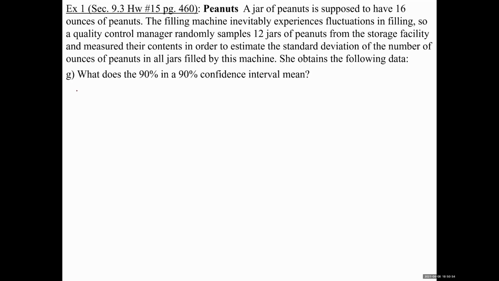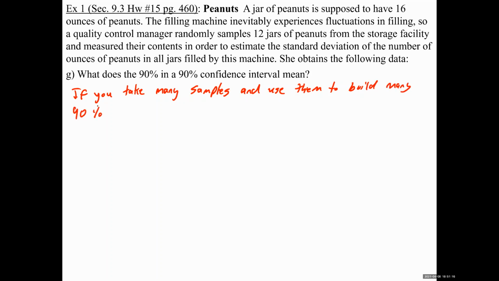The way you write it goes like this: if you take many samples and use them to build many 90% confidence intervals. So this first part, the important thing when I'm grading is that you're talking about many confidence intervals. Okay, so you build many confidence intervals, not just one.